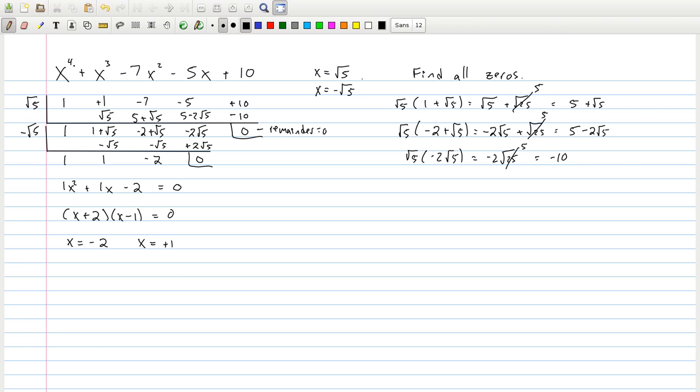This was a degree 4 polynomial, so we should have 4 zeros. X equals radical 5 is the first one. X equals negative radical 5 is the second. X equals negative 2 is the third. X equals positive 1 is the fourth, so we know we have found all the zeros.